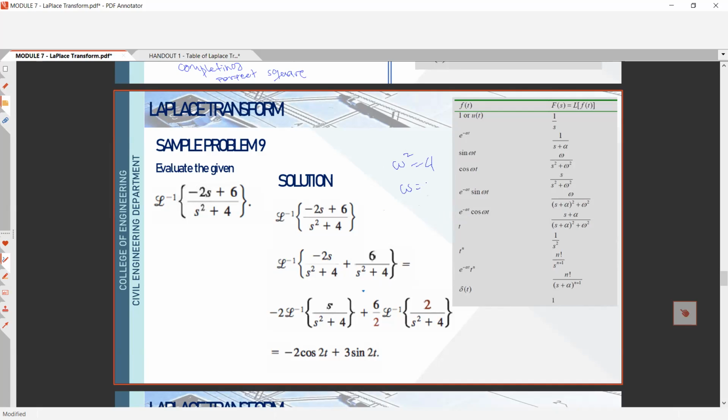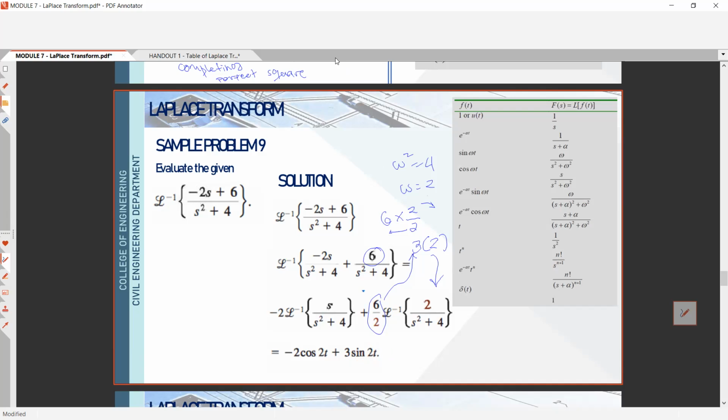Therefore, omega natin is 2. Dapat may makita kang 2 sa numerator. So, ang gagawin mo, 6, magmumultiply ka ng 2 over 2. Itabi mo yung 2 doon, iwan mo yung 2 sa isa. So, ito ay equivalent sa 3 over 3 times 2. So that is 3, equivalent siya sa 3. And 2, iwan mo para ma-recognize mo siya dito. Therefore, the answer is negative 2 cosine of 2t plus 3 sine of 2t.